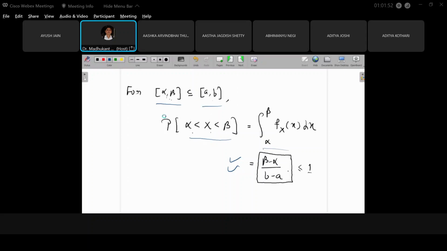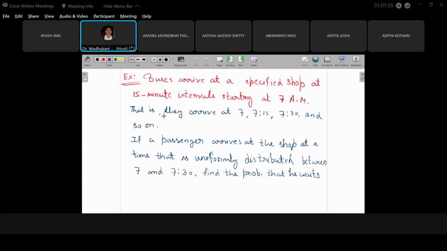Now, let's fix one example. I don't know whether it is done in your tutorial sheet or not. Read it and let me know whether this problem is done. Whether it is in one of the tutorial sheets? No, sir. Okay, fine. Anyway, we'll try to understand now.